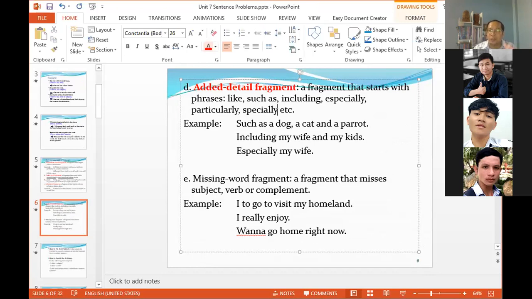And then maybe you have only the phrase alone, like here: a dog, a cat, and a parrot. So we can understand, right, what you want to say. That's why this is called what? An added detail fragment. So the way we want to make it complete is to find a subject, find a verb, right?